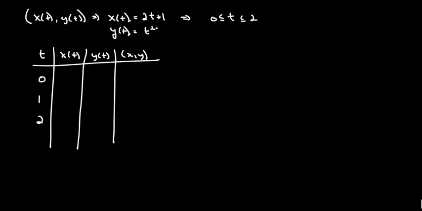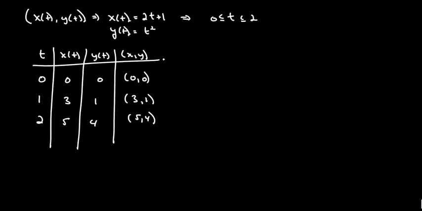So when I plug in 0, I get 0 for both of these. When I plug in 1, x becomes 2 times 1 plus 1, which is 3, and y becomes just 1. And when I plug in 2, I get 2 times 2, which is 4, plus 1 is 5. And here I get 2 squared, which is 4.